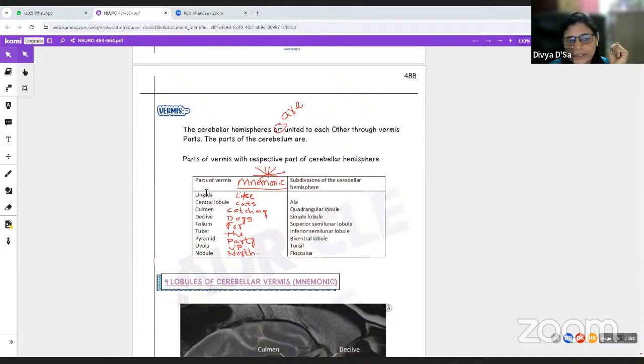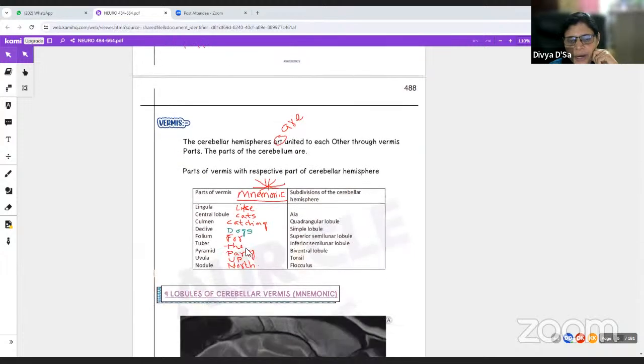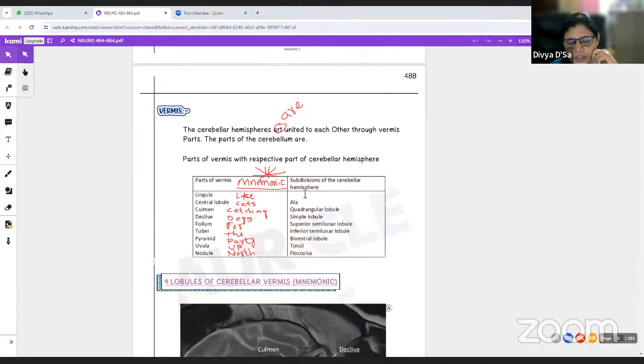So L is lingula, central lobule, then we have culmen, declive, folium, tuber, pyramid, uvula, and the nodule. So the lingula here doesn't have any extension. Lingula will be the most anterior part, and it doesn't have any extension into the cerebellar hemisphere. The central lobule extends as ala. The culmen, we call it the quadrangular lobule. Then the declive is lobus simplex. Folium is superior semilunar lobule.